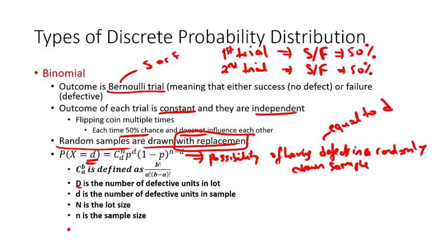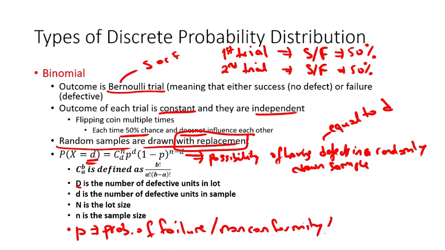And I forgot to add here that the P is the probability of failure, or you can say non-conformity, or you can say the defect.